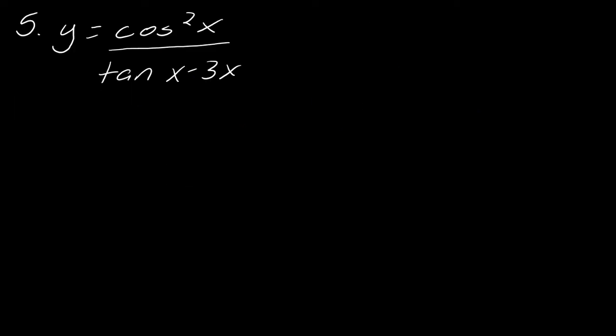All right, so for number 5, now I have to use the quotient rule here, and as I'm using the quotient rule, I'm also going to have to use the chain rule, but we'll cross that bridge when we get there. The only thing I want to state here is that cosine squared x is equal to cosine x squared, so we're going to need to remember that when we take the chain rule. Okay, so let's just jump right into this.